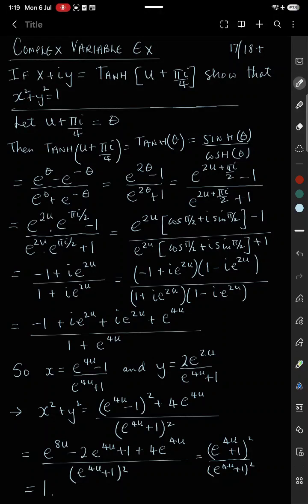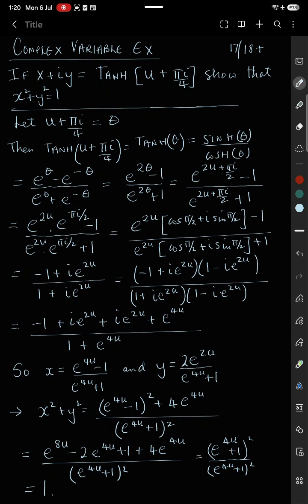Hello, here I'm about to do an exercise in complex variables suitable for years 17, 18 and above. Now, if x plus iy, where x and y are real, equals the hyperbolic tangent of u plus pi i upon 4, show that x squared plus y squared equals 1.